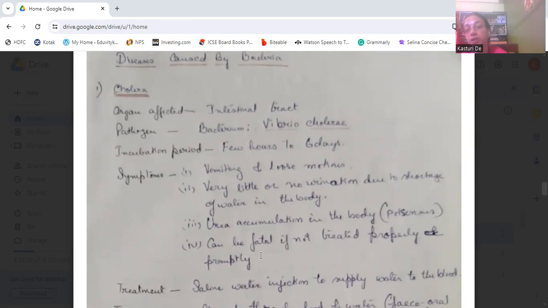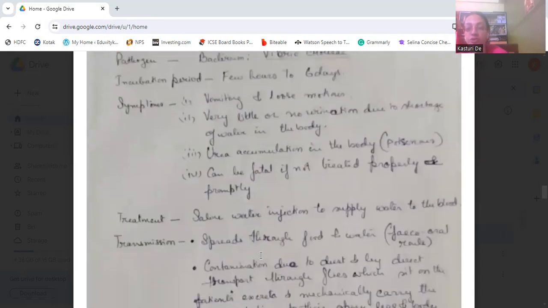The incubation period of this is a few hours to 6 days. The symptoms of cholera are vomiting and loose motion, and very little or no urination due to the shortage of water, that is, due to dehydration inside the body. Urea gets accumulated in the body, which may be poisonous. And it can be fatal also if not treated properly and promptly. Then we come to the treatment. What is the treatment of cholera?